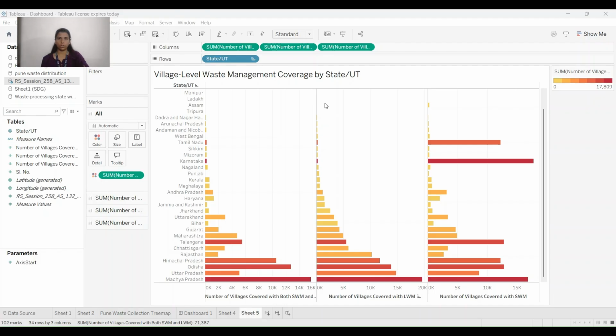The legend on the right shows the full range of values, that is from 0 to 17,809. From this chart, we can see that some states like Madhya Pradesh and Odisha have higher village coverage, while some states have lower village coverage. This shows that rural waste management is improving, but it is not equal across all the states.